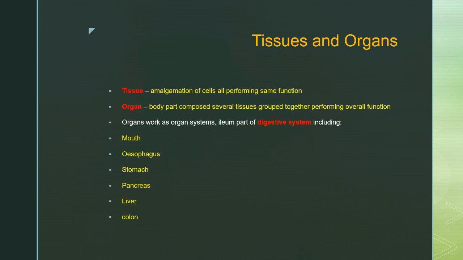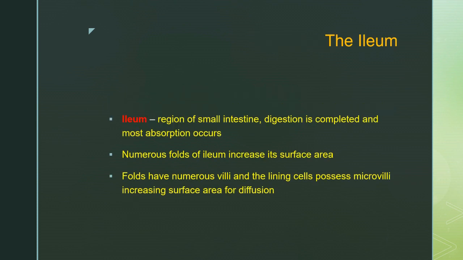Now, the ileum works as a part of the digestive system, and the digestive system includes your mouth, the esophagus, the stomach, your pancreas, your liver, and your colon, which is otherwise known as your intestine. So, the ileum is a region of your small intestine where digestion is completed and most of the absorption occurs. There are numerous folds of the ileum which increase its surface area. These folds have numerous villi, is what we like to call them. And the lining possesses microvilli, which is a smaller version of villi, and this increases surface area for diffusion. Now this is very important.